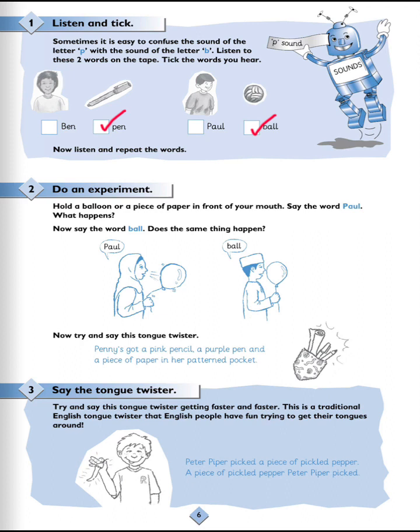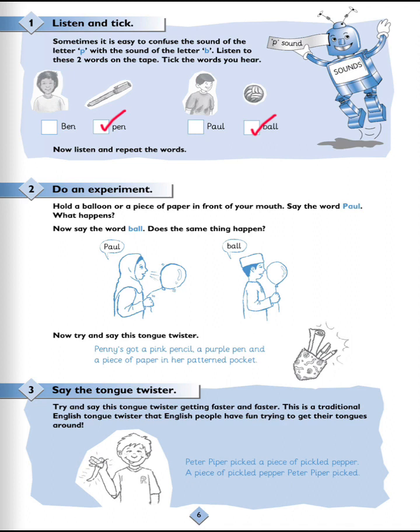Did you notice that when you pronounce P, you blow out air from your mouth? But when you pronounce B, you don't blow out air from your mouth. That's the best way to see the difference between the 2 pronunciations, P and B.